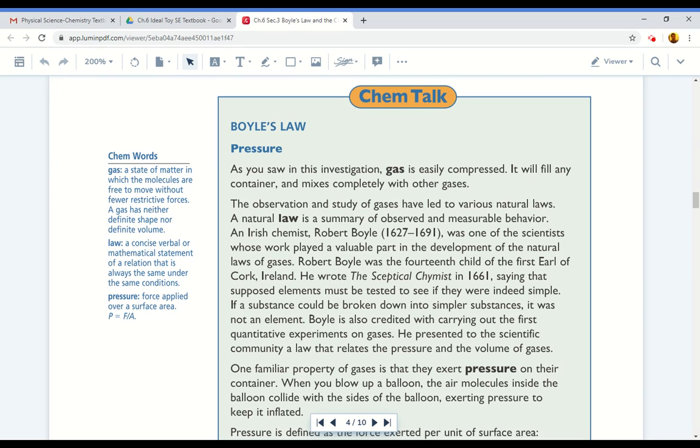Robert Boyle was the 14th child of the first Earl of Cork, Ireland. He wrote The Sceptical Chemist in 1661, stating that supposed elements must be tested to see if they were indeed simple. If a substance could be broken down into simpler substances, it was not an element. Boyle is also credited with carrying out the first quantitative experiments on gases. He presented to the scientific community a law that relates the pressure and volume of gases.